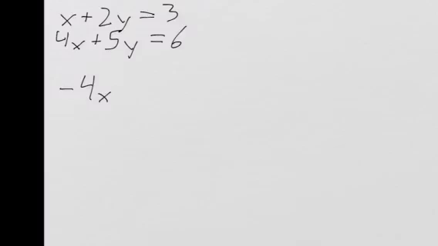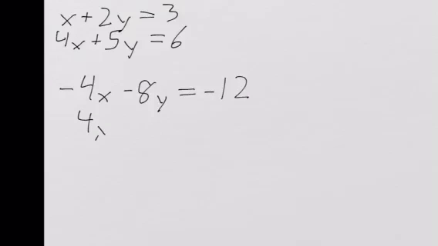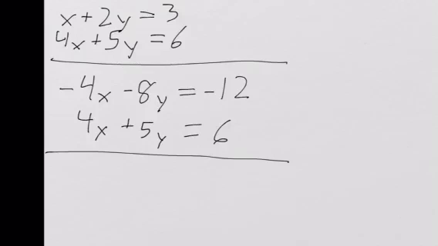So I get negative 4x minus 8y equals negative 12. And 4x plus 5y equals 6. I still want to put that second equation down. We always want to replace one equation with a new equation. So now, I'm going to add the left-hand side and right-hand side of these equations together. So I end up with negative 3y equals negative 6. And this may look familiar from the last way that I worked the problem. We had that at some point.